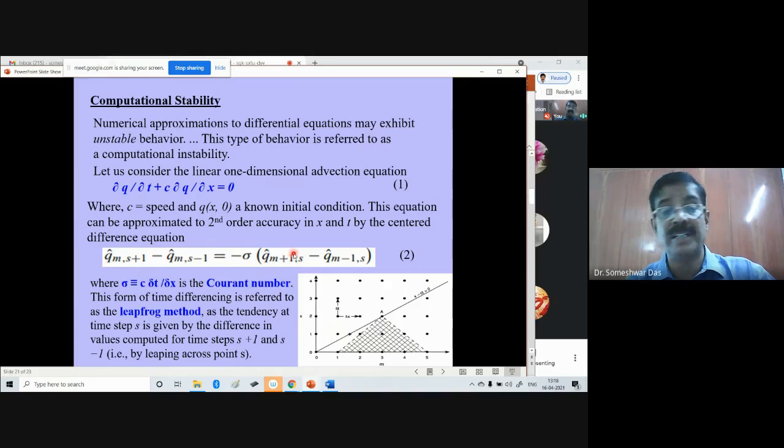M represents the space here, and S represents the time in this graph. This is the time, the y-axis, represented by S, and in the x-axis you have the horizontal grid points. So this is the leapfrog method because you are jumping by one step. In the leapfrog method, the tendency at time step S is given by the difference in the value computed for time S plus 1 minus time S minus 1.